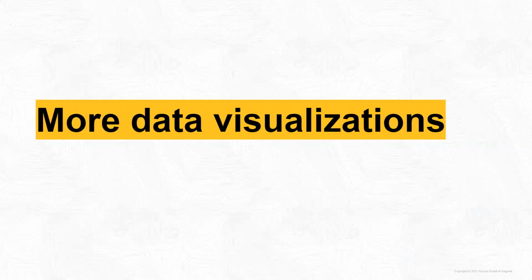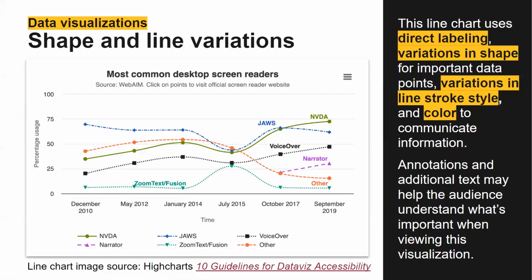And then a few more visualizations. Here we have the most common desktop screen readers. This chart is a line chart from Highcharts, 10 guidelines for data viz accessibility. What I really want to point out here is that instead of using color alone, they are using color in this visualization, but they also are using variation in shape and line, and they're doing direct labeling here so that we're not using color alone. And so giving people different options can really help with someone's ability to understand the data.